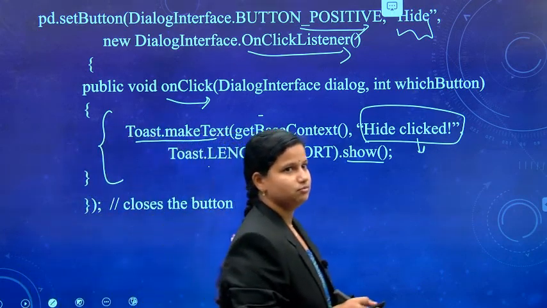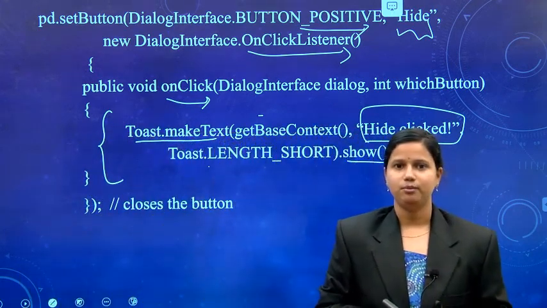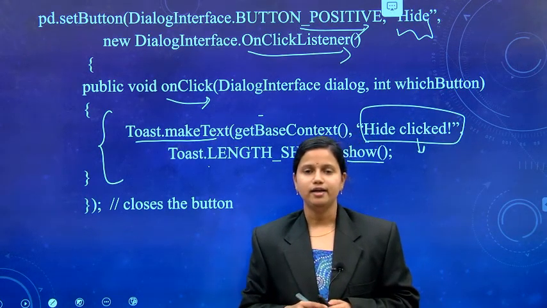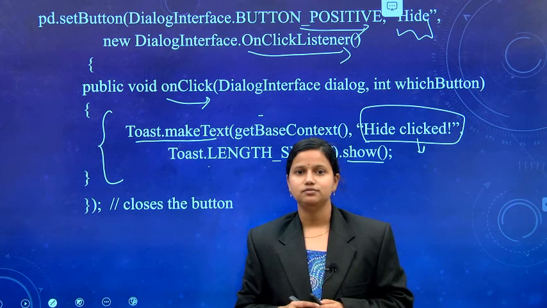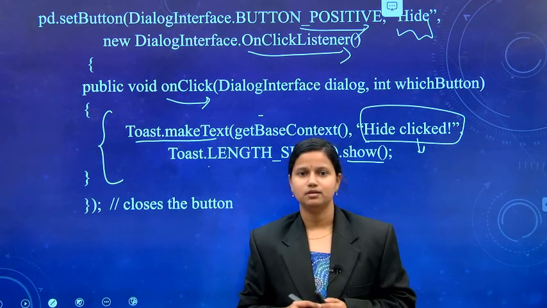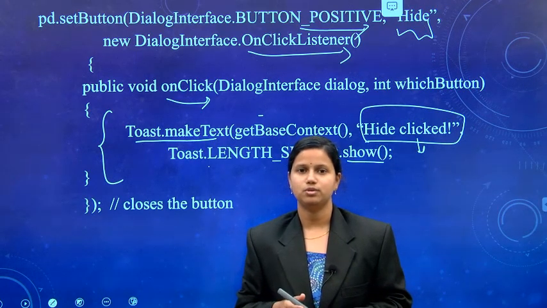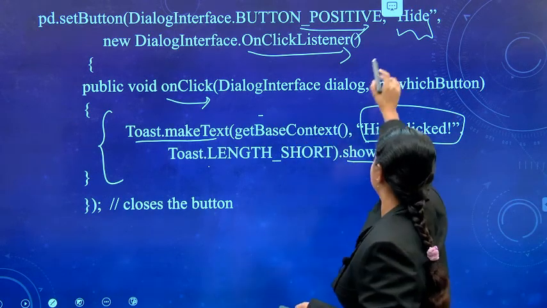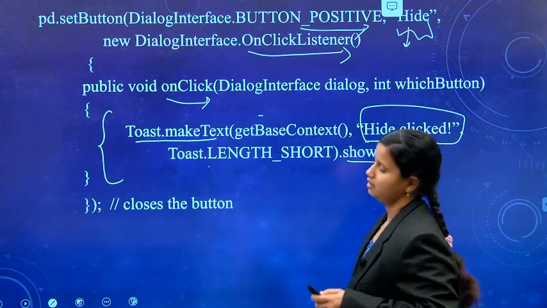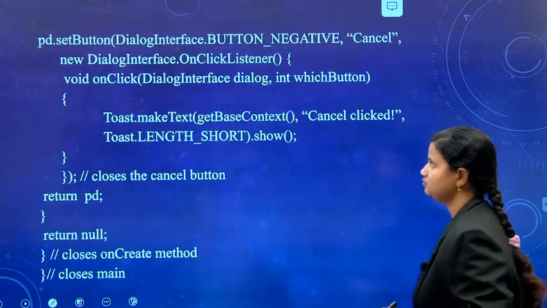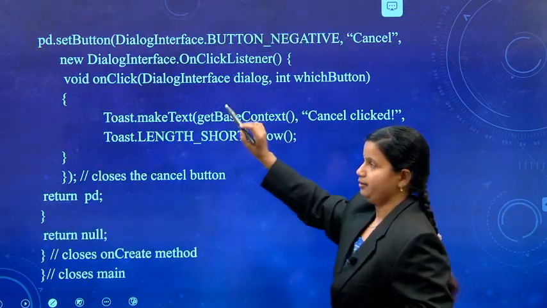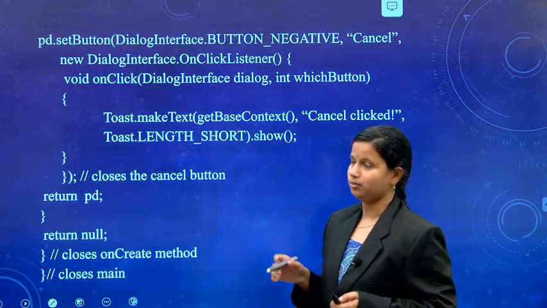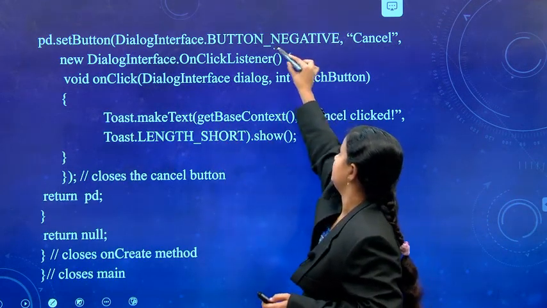First, we have to create one empty dialog. Along with the properties icon, message and progress style, we require one more thing: buttons, the positive button and the negative button. The positive button is set like this. The positive button is the Hide button. How about the negative button? It is also set with pd.setButton, to set the button property, and this is the negative button.